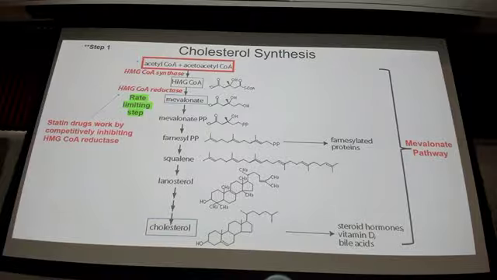We talked about cholesterol synthesis. Cholesterol synthesis is very important. The first step is acetyl-CoA plus acetyl-CoA, and the rate-limiting reaction of this pathway is catalyzed by HMG-CoA reductase, and this is where statin drugs act as competitive inhibitors of HMG-CoA reductase to eventually stop cholesterol production. This is what statins are doing. They're inhibiting cholesterol production, which is the main treatment for patients suffering from hypercholesterolemia.